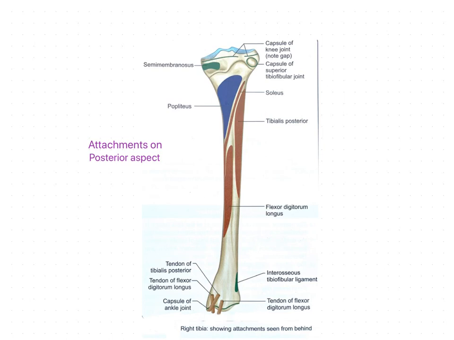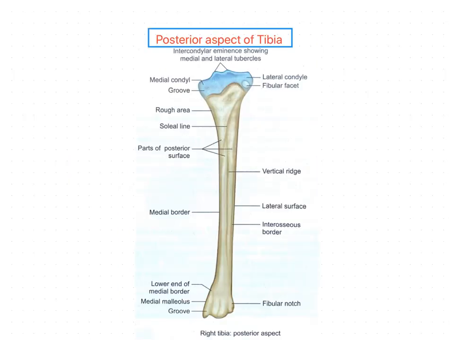Now in this session, we are going to discuss the attachments of structures on the posterior aspect of the tibia. So before we move on to the attachments, once again we will see the bony parts on the posterior aspect of the tibia. With this we can easily understand the attachments of the muscles.